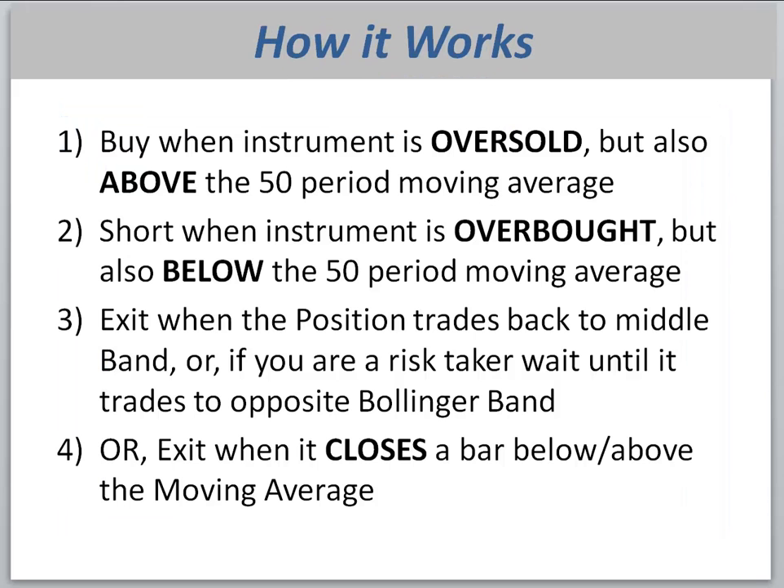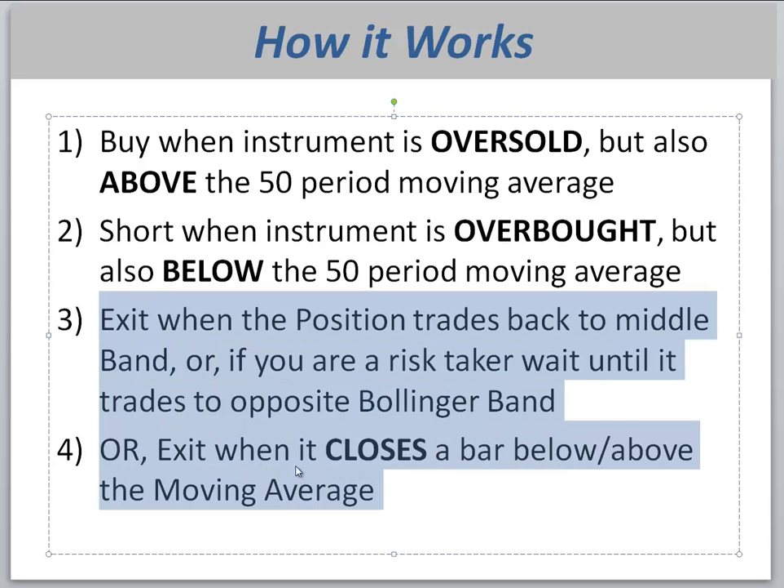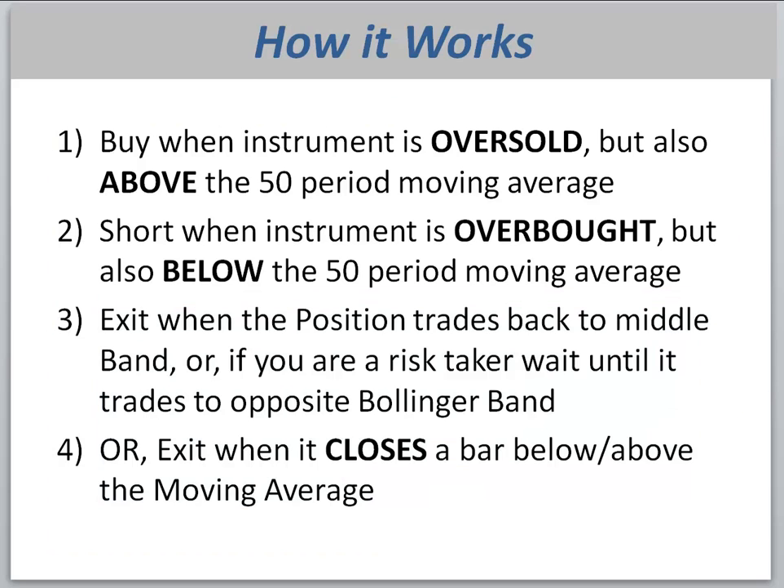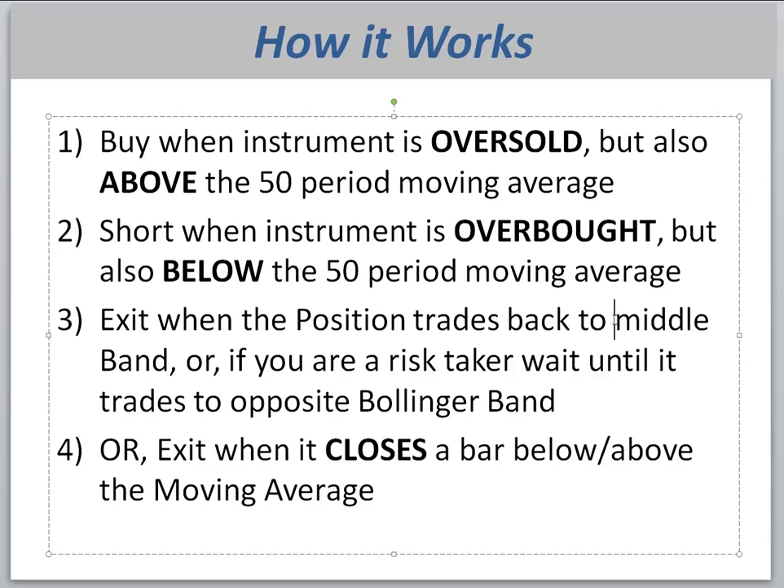Okay, so now we have when to get out of a position. We just explained when to get into a position. Now the question is, when do we get out of the position? We're going to be exiting this position when the position trades back to the middle band, or if you're a riskier person, you can wait till it goes to the opposite Bollinger Band.